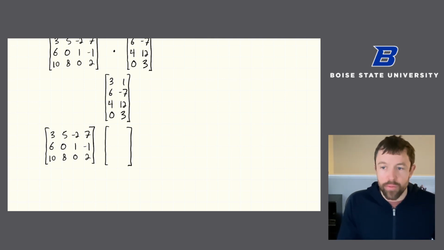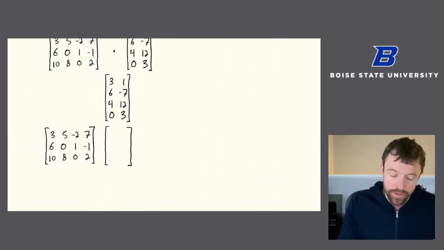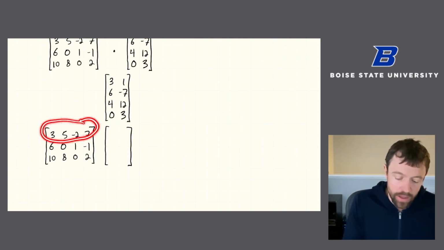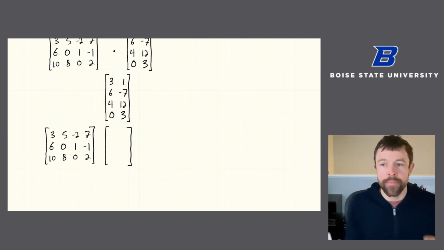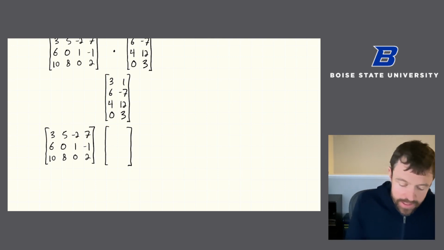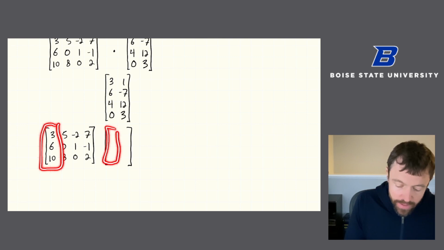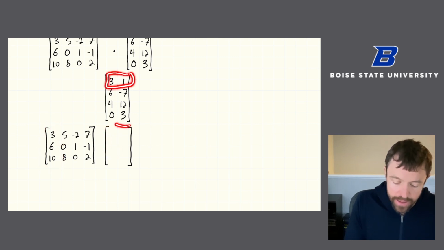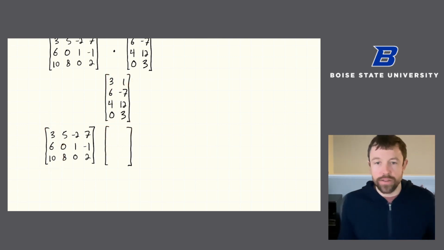So I'm going to end up with a 3 by 2 matrix. When we multiply two matrices, we need the columns of the first to equal the rows of the second, and then the resulting matrix has the same number of rows as the first, so 3, and the same number of columns as the second, so 2. And how do I do this?